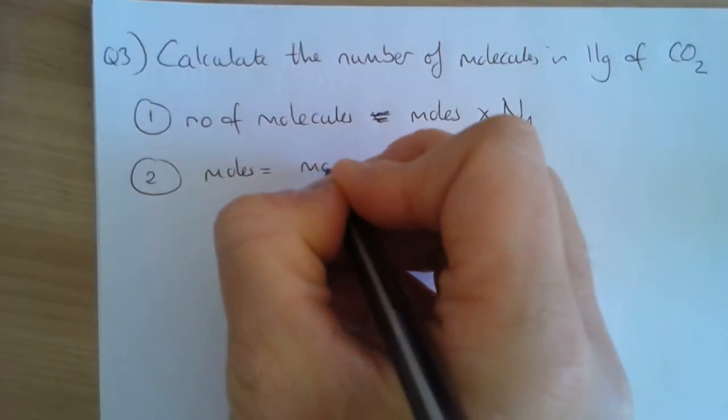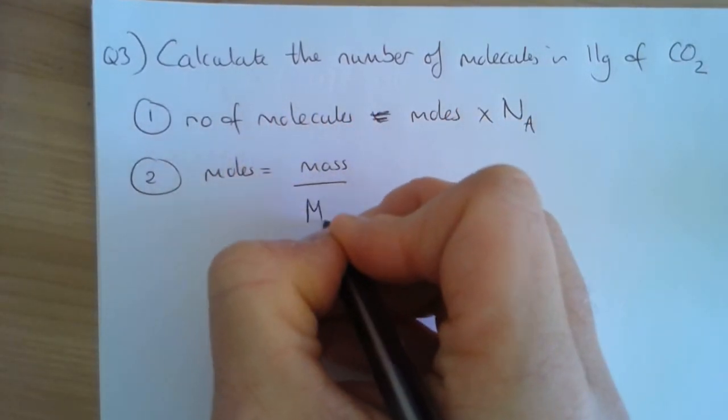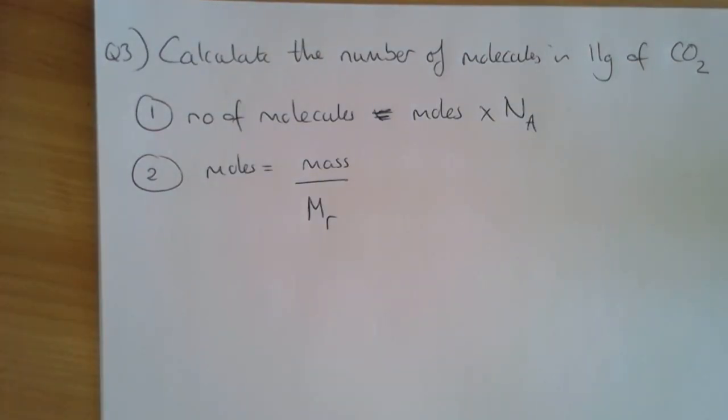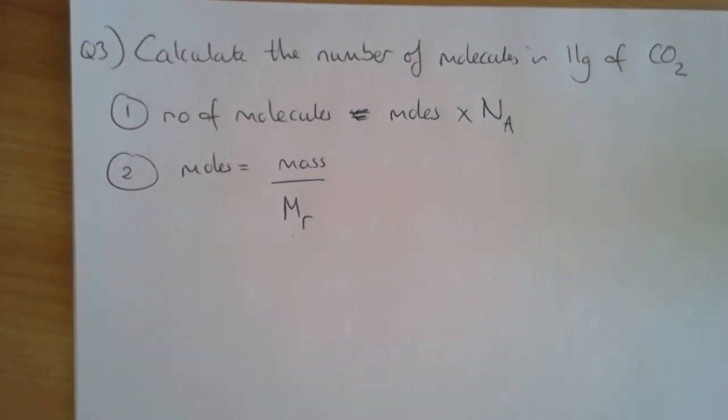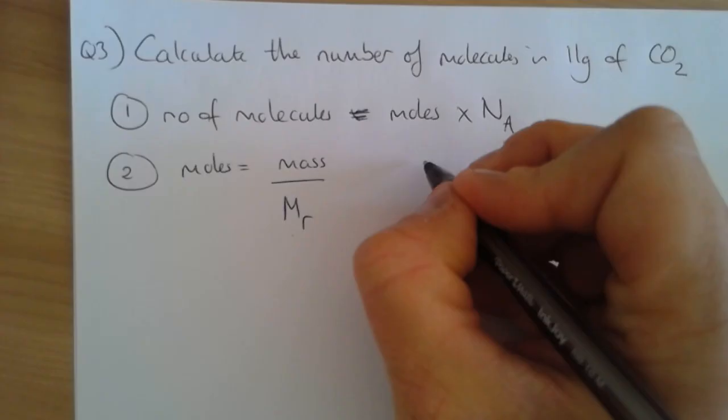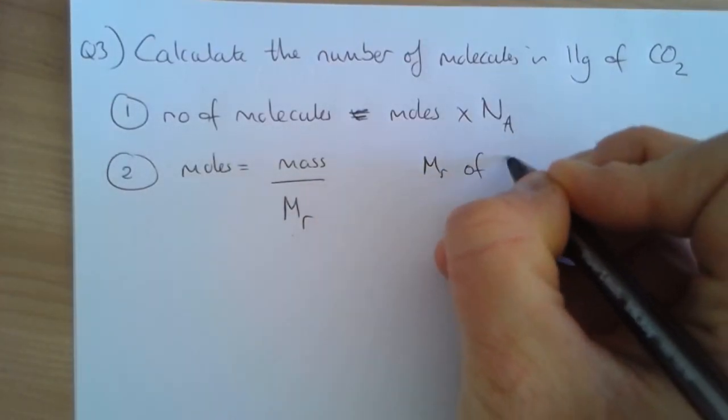Moles equals mass divided by, and this time it's MR. So MR is the relative molecular mass. In our previous two examples, we were looking at just an element. So we were talking about its AR, its relative atomic mass. Now we need to be looking at its MR, relative molecular mass. So how do we calculate the MR of carbon dioxide?